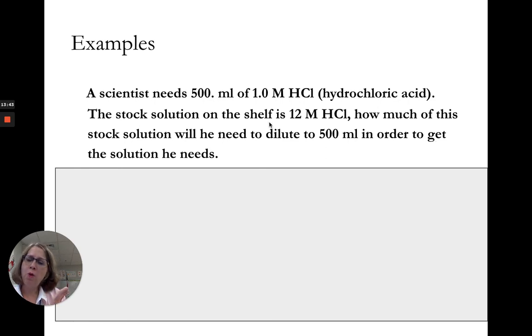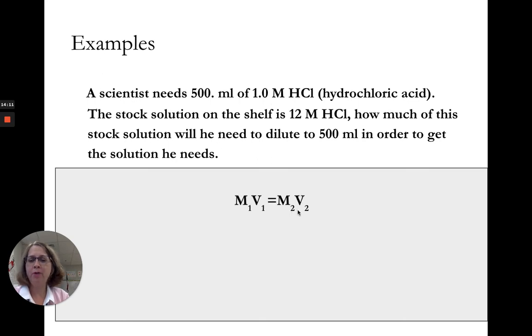So again, you want to write out your variables. What does he need? This is the diluted solution. 500 is the V2. 1 is the molarity, or M2. And the stock solution molarity, the initial molarity, is 12. And we're trying to find out how much of this we need to pour out in order to get the solution we need. So let's go through this.